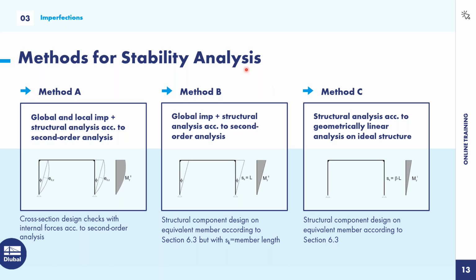And the combination of method C and method A is method B. Here we consider these misalignments with the application of global imperfections and calculate the structure according to second order analysis. So when I perform the stability analysis, we do this with the help of the results of the second order analysis. On top of that, we apply imperfections globally, so only these initial sway imperfections. And then we can take the member length as the equivalent member length in order to perform our stability analysis.